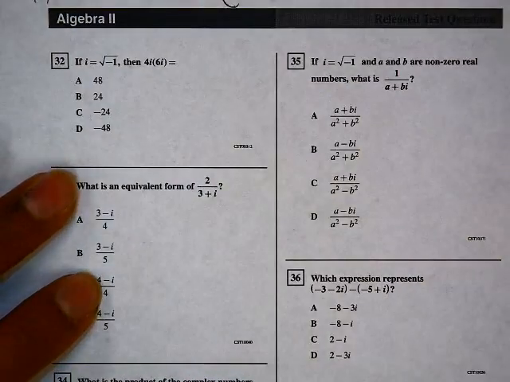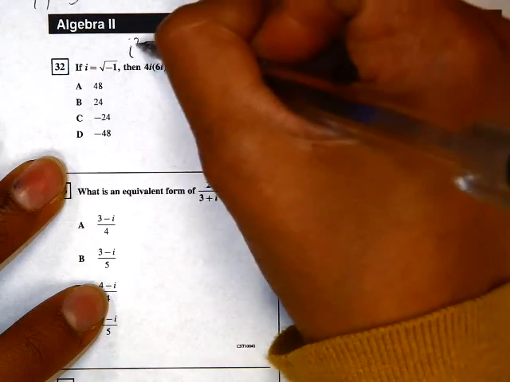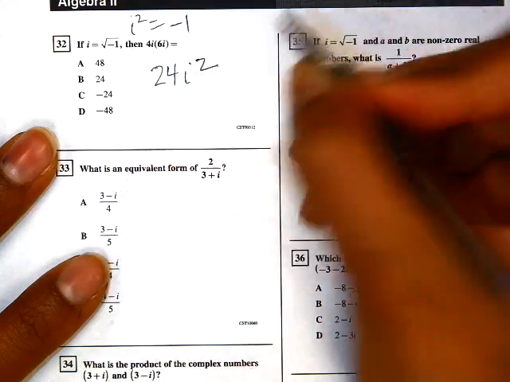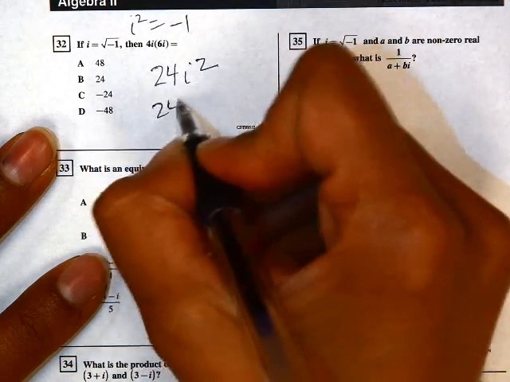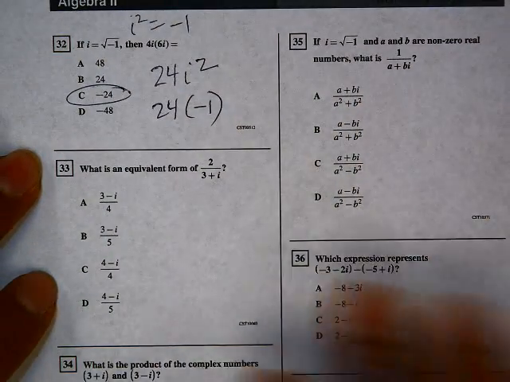All right, number 32, we have i equals the square root of -1, so we know i squared equals -1. If we multiply these, we get 24i squared. Simplifying i squared and setting it equal to -1 gives us -24.